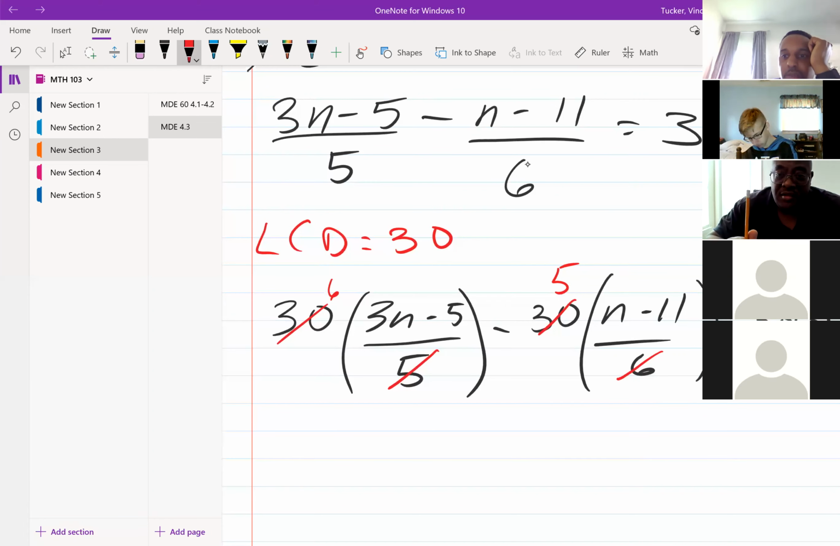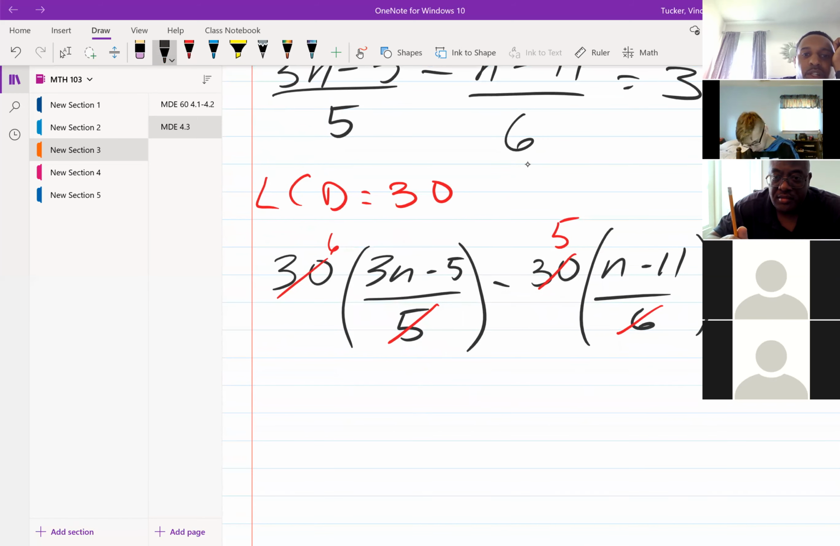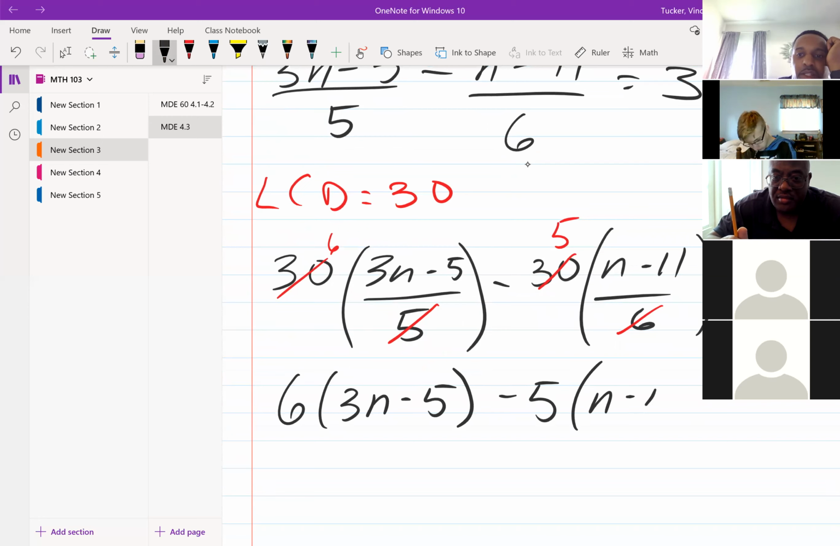All right, so let's make sure everybody's with us. That 5 divides into 30 leaving you with 6 in that first quantity. 6 divides into 30 leaving you with 5 in that second quantity. So before I do the distribution, I will have 6 times (3n minus 5) minus 5 times (n minus 11). And we can go ahead and do 30 times 3, which is 90.